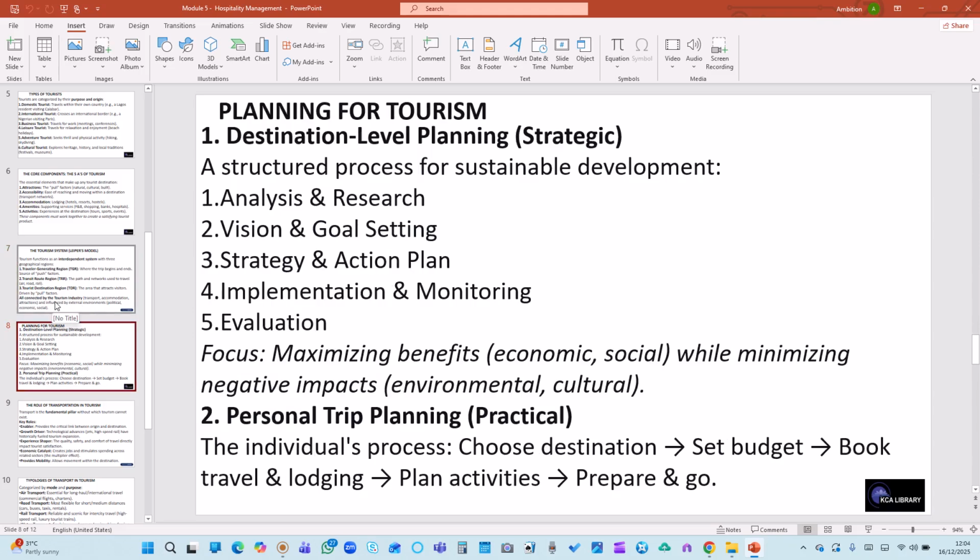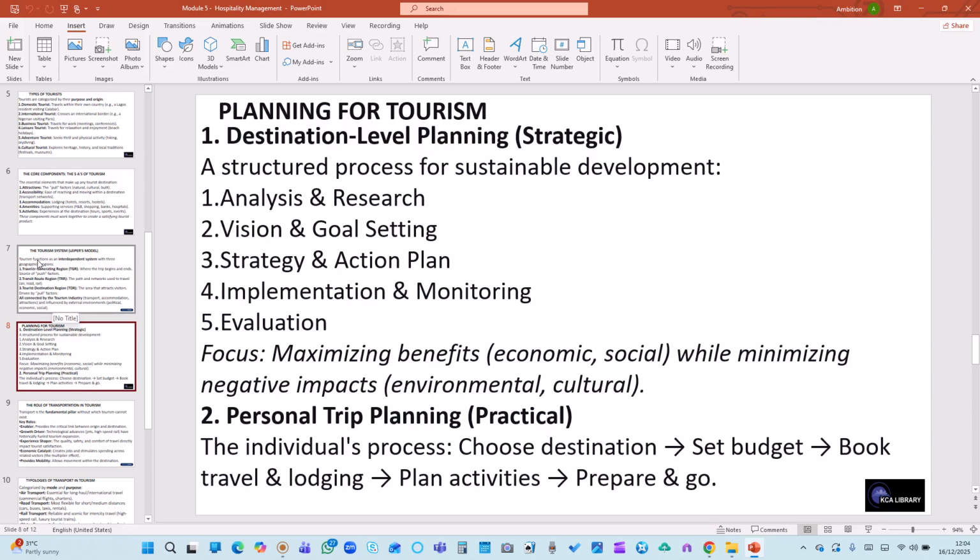Now let's look at planning for tourism. Planning for tourism involves destination level planning. That is a strategy, a structured process for sustainable development. It involves analysis and research, vision and goal setting, strategy and action plan, implementation and monitoring, and evaluation. It focuses on maximizing benefit, both social and economic, while minimizing the negative impact. That is the environmental factor.